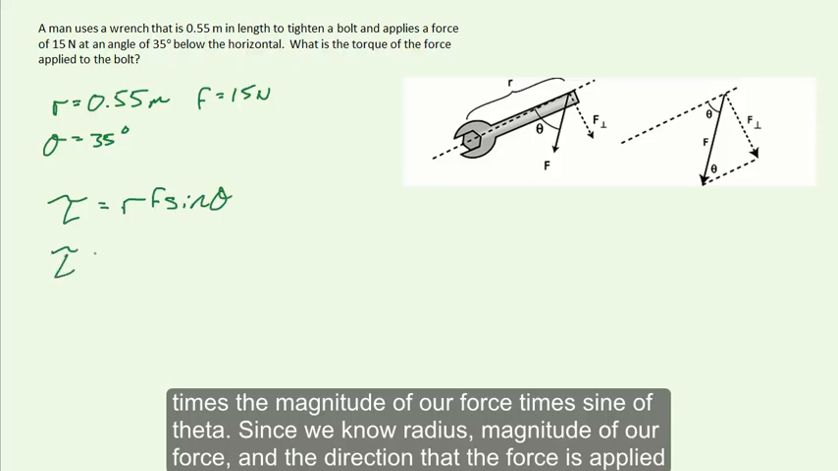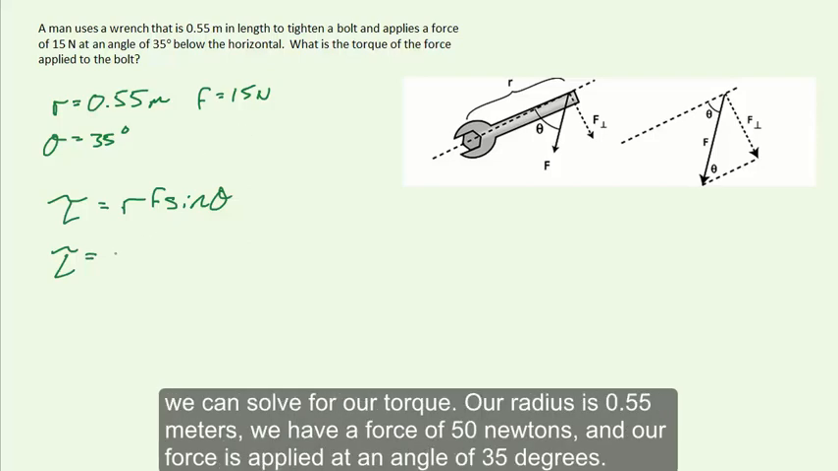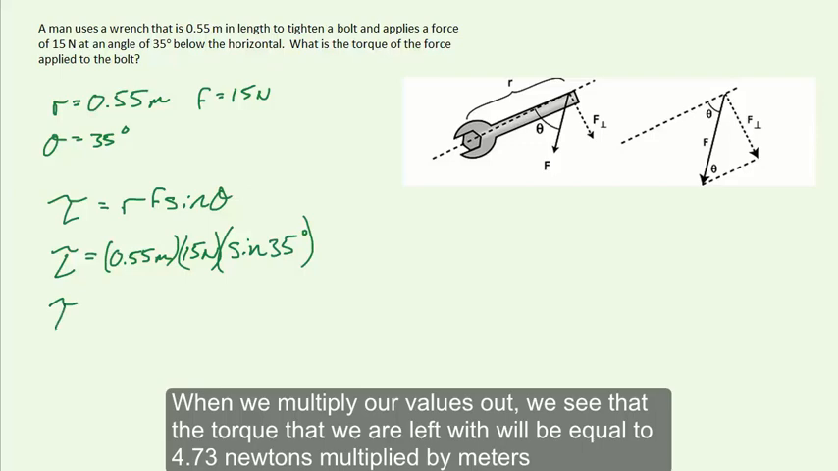Since we know radius, the magnitude of our force, and the direction that the force is applied, we can solve for our torque. Our radius is 0.55 meters. We have a force of 15 newtons, and our force is applied at an angle of 35 degrees. When we multiply our values out, we see that the torque that we are left with will be equal to 4.73 newtons multiplied by meters.